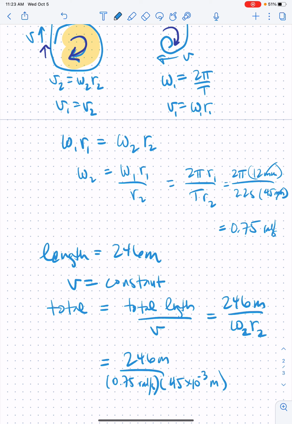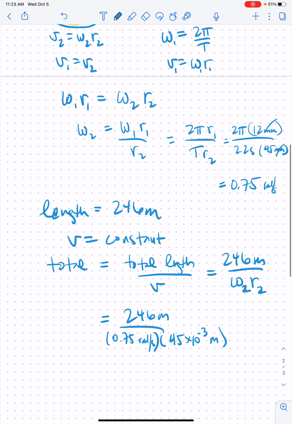Radians per second. Okay. And so that is going to give us a total duration that is, let's give it to you in seconds before we convert it to hours. 246 divided by 0.75 divided by 45 times 10 to the minus 3 is 7,300 seconds, which is about 2 hours. All right. Okay. That's the end of this video.